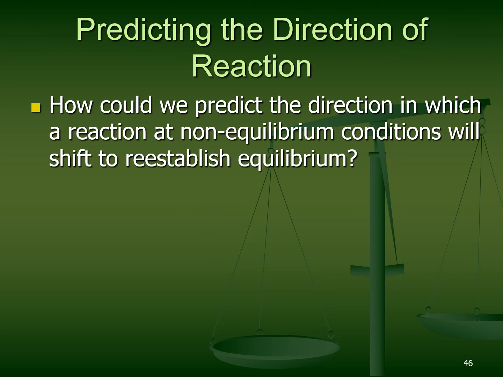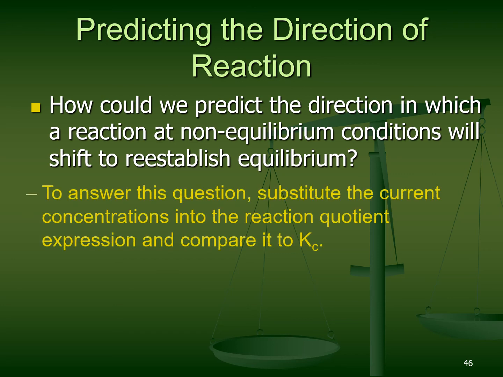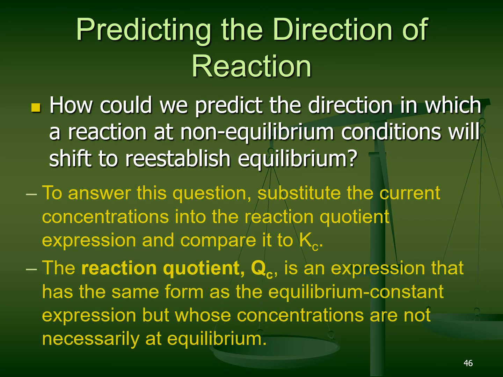All right, what if we have a situation where we have particular concentrations of reactants and products and we want to know, is this reaction at equilibrium? And if not, which way will it shift to get to equilibrium? The way that we're going to do that is to substitute the concentrations into the reaction quotient, and we're going to compare it to K. So what is the reaction quotient? Well, we're going to call it Qc, reaction quotient, Qc. It's an expression that looks just like the Kc expression, only we don't know for sure if the concentrations are at equilibrium or not. So we're going to show it looking just a little bit different.